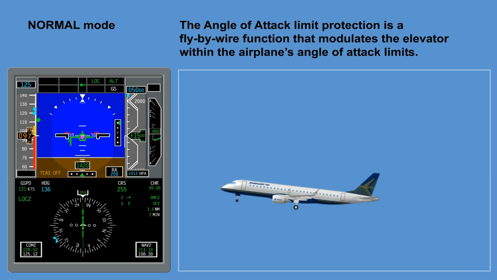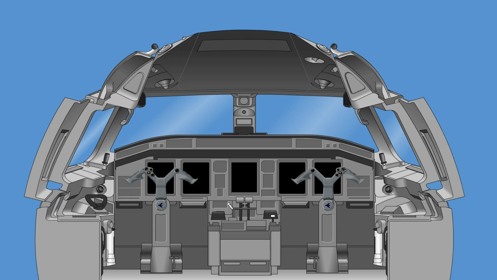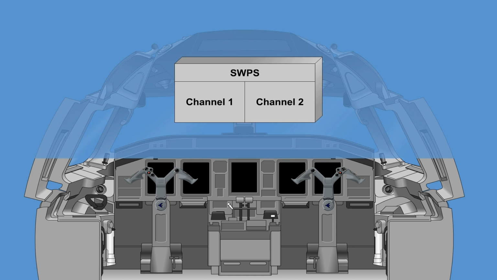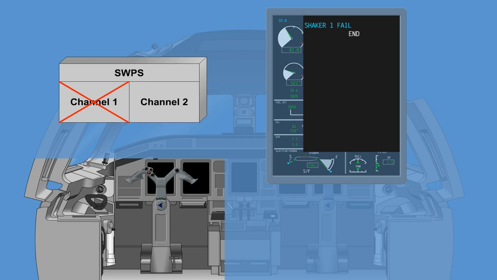The angle of attack limit protection is a fly-by-wire function that modulates the elevator within the airplane's angle of attack limits. In direct mode, the angle of attack limit protection is not available, and the stall recovery has to be performed manually by the pilot. The Stall Warning Protection System, SWPS, has a dual redundant architecture, allowing normal operation with only one channel. In case a single SWPS control channel fails, the other operative channel will continue to monitor for a stall situation, and the respective ICAS message is displayed.